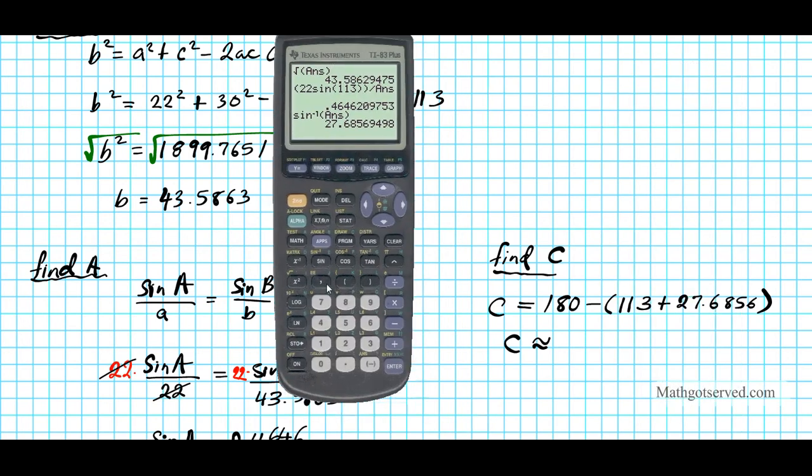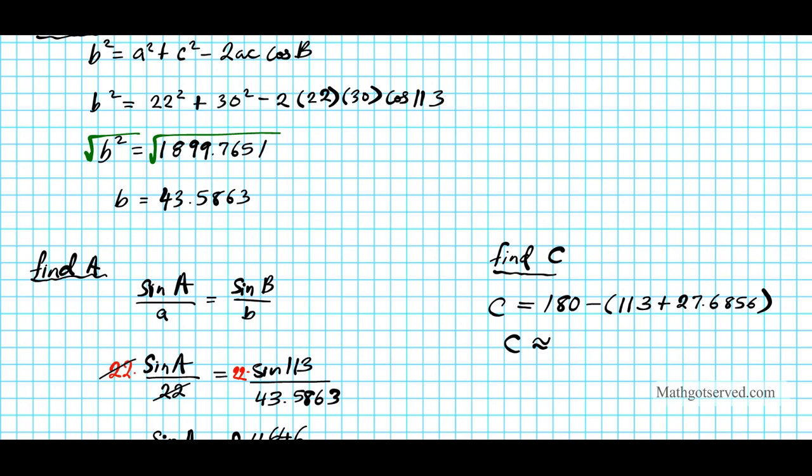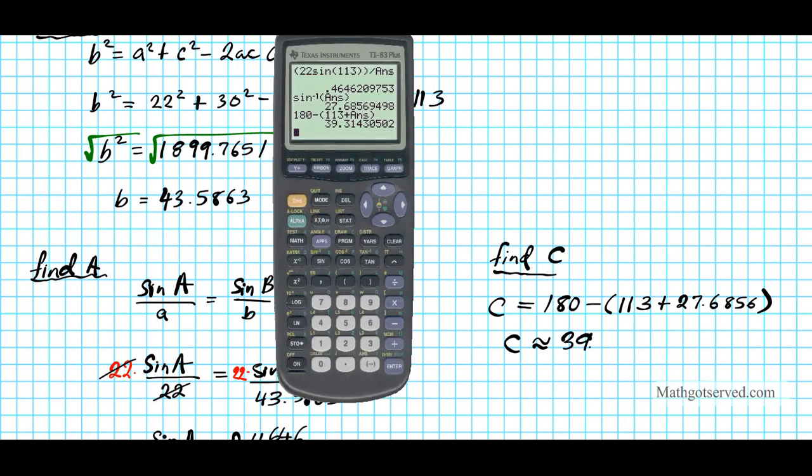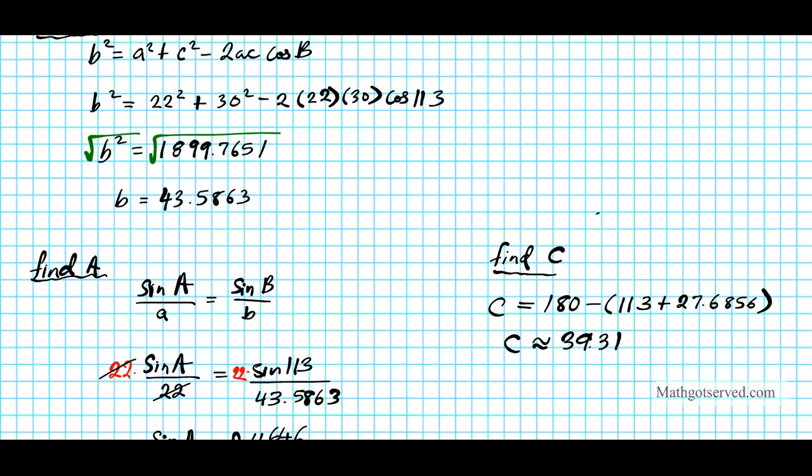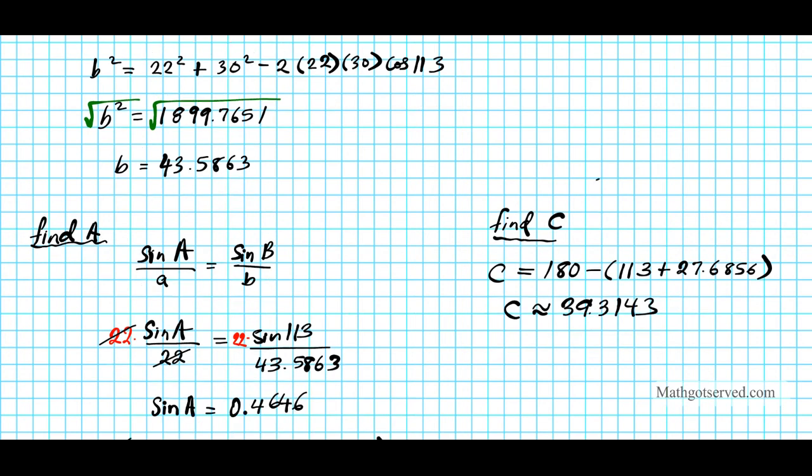So angle C, actually, this is going to be an approximation, is approximately, let's go back to our calculators. It's going to be 180 minus, parentheses 113, plus angle A, we have it as a previous answer, so I can call it back up right there. And the answer is 39.3. Okay, so angle C is approximately 39.3143. Okay, let's write that down. 3143. All right, so there goes our measures.